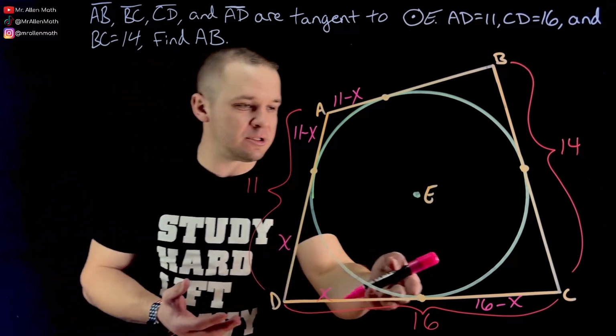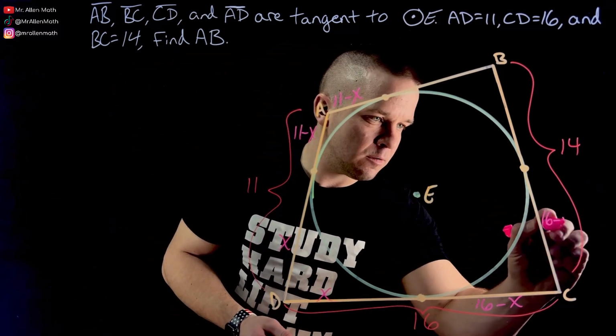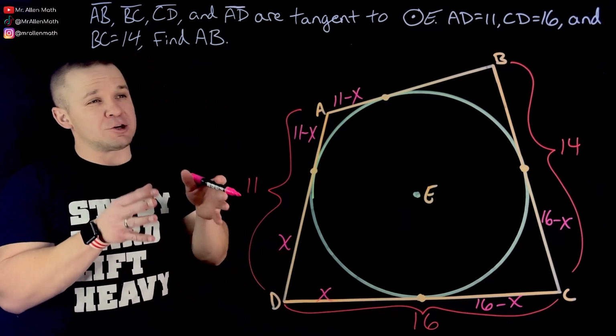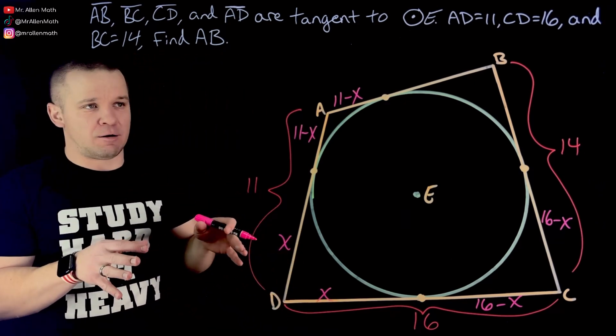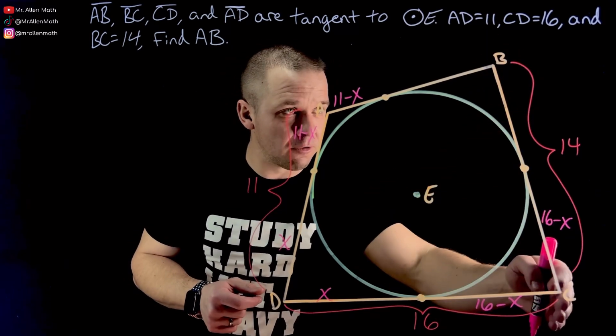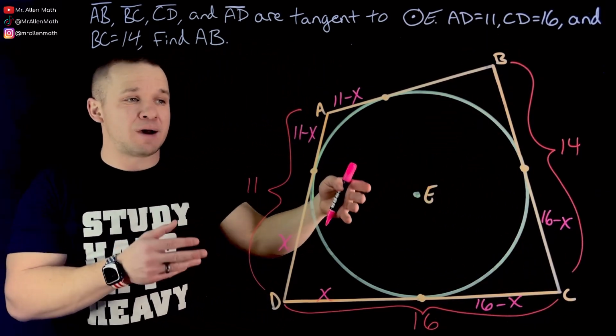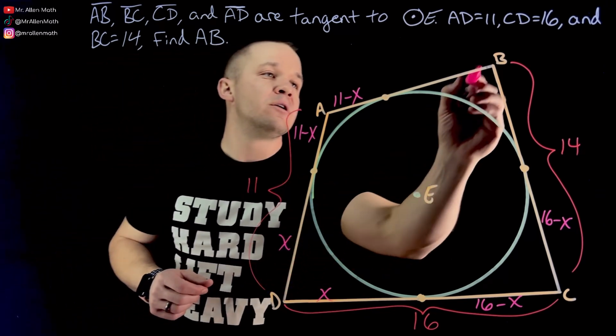And by my two tangents, this guy is congruent to this guy, so this is 16 minus X. Now, here's where the algebra gets a little messy. It's not terrible, though. This is 16 minus X. This whole thing is 14, so this is going to be 14 minus the 16 minus X. Got to be real careful here.